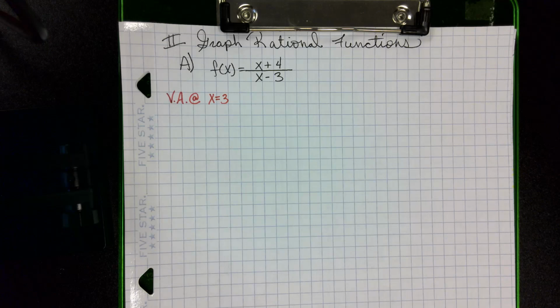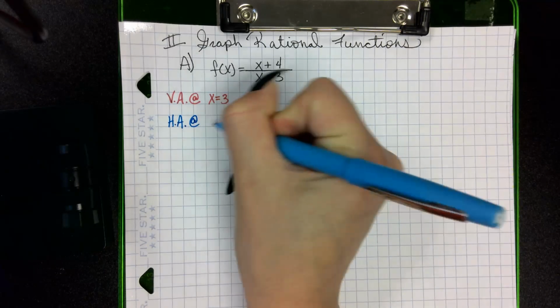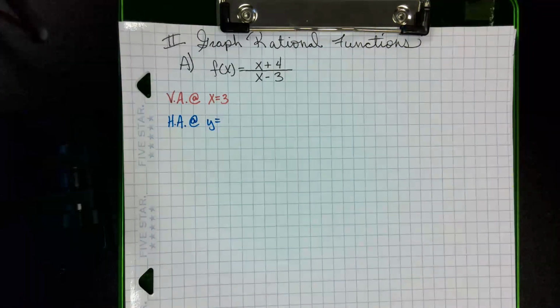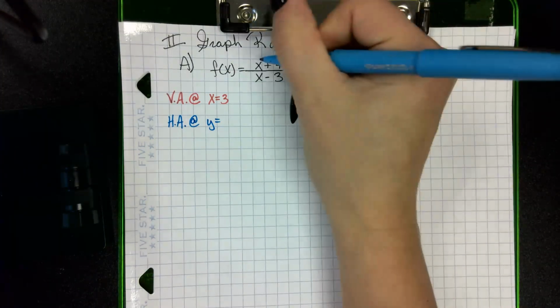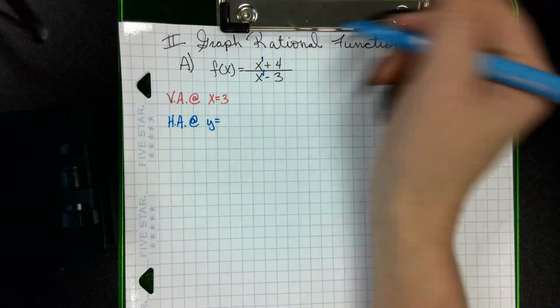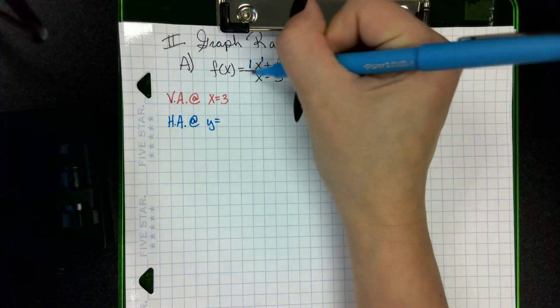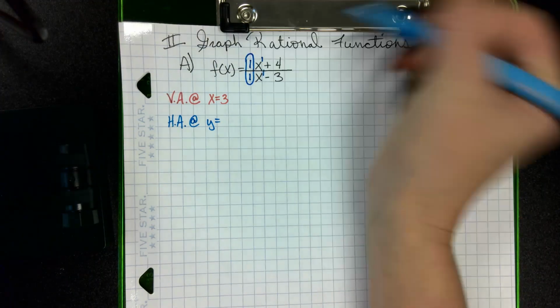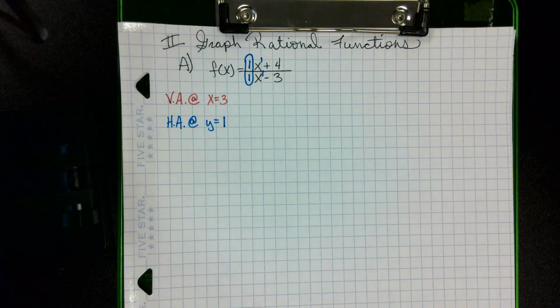Next, we're going to find horizontal asymptotes. So HA at, we know it's a y equals for a horizontal asymptote. And we have to compare the degree of the numerator and denominator. So here I have x, which is a degree 1, and x, which is a degree 1. Since they're the same, I'm going to look at the ratio of lead coefficients. When there's nothing there, that means there's a 1 and a 1. So it's 1 over 1, which is just 1. So the HA is at y equals 1.